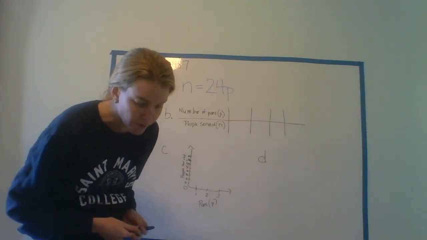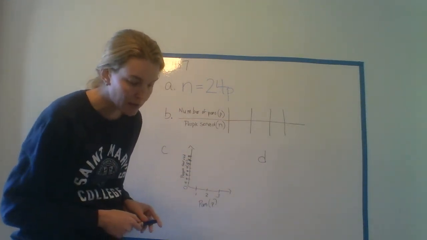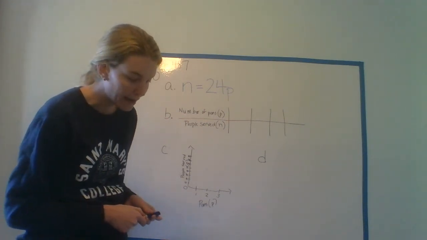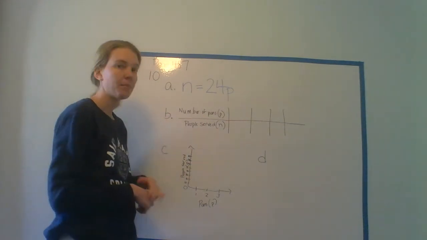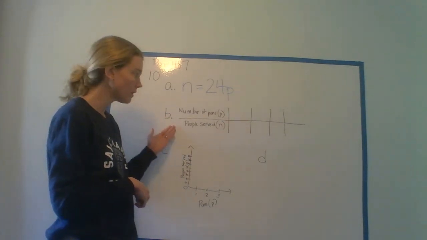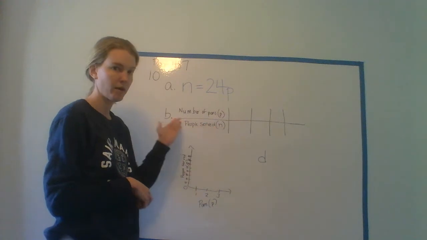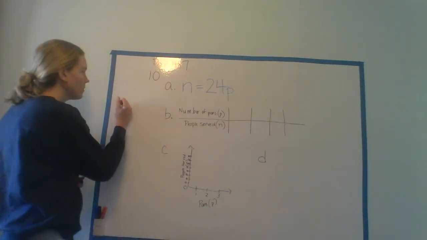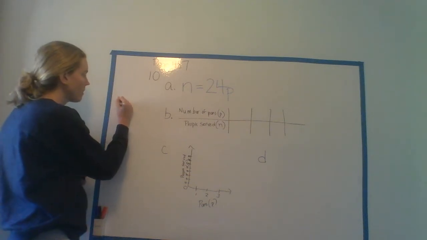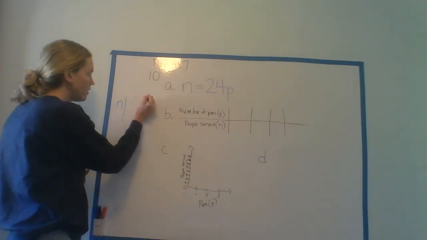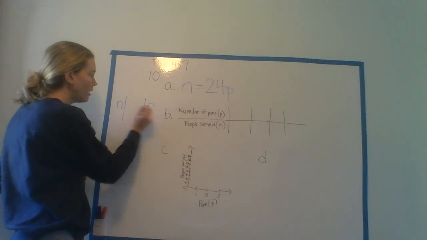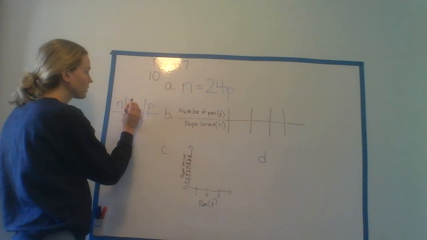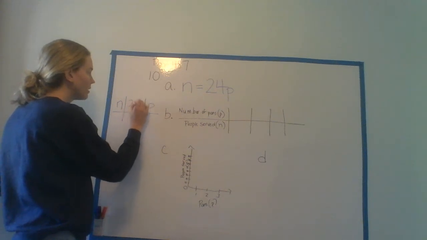Part B says make a function table to show the relationship between the number of pans P and the number of people N. So we needed to kind of set up some sort of function table. You could do it this way, where it's just a regular table. Or you could do it the way that we were doing it the other day, except you just have to remember that you have N, then your function rule in the middle, and P is going to be over here. Our function rule is just going to be 24P.